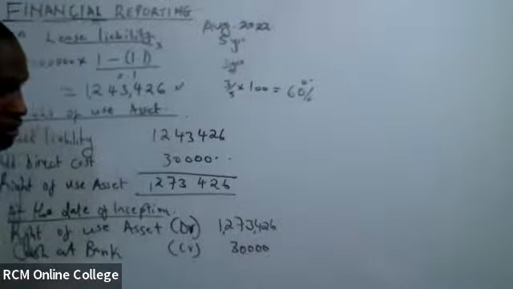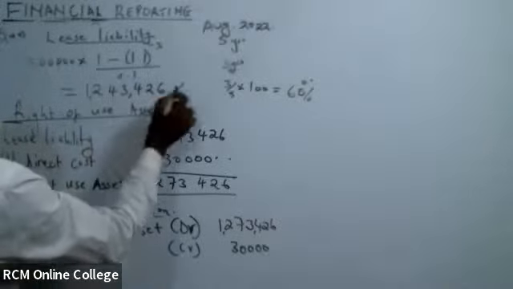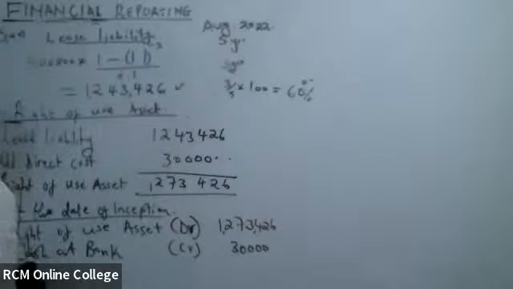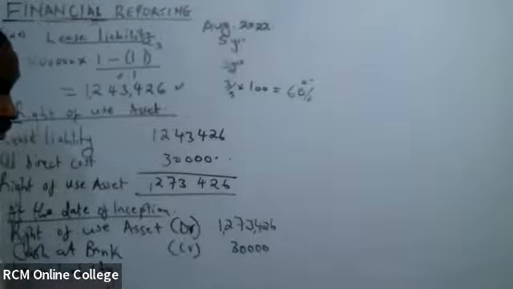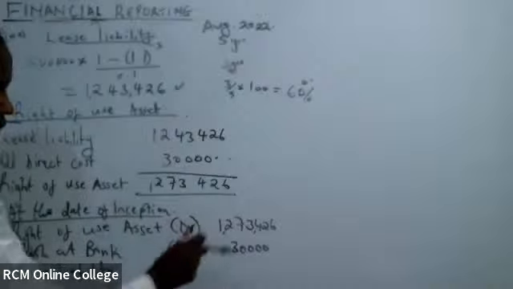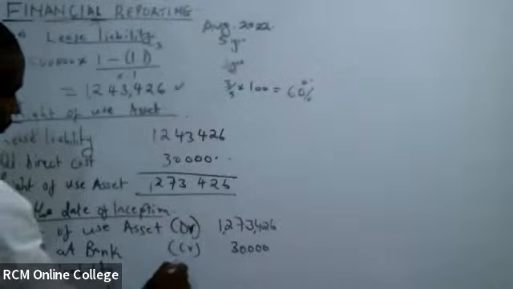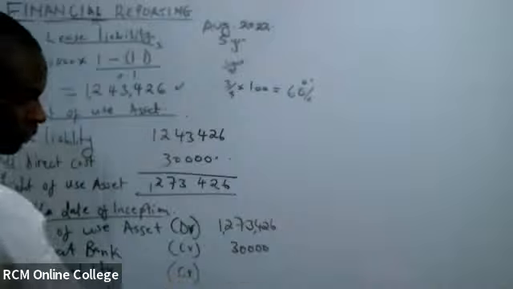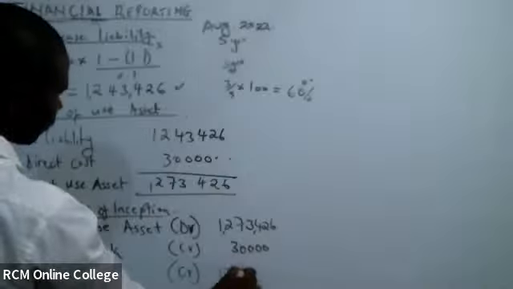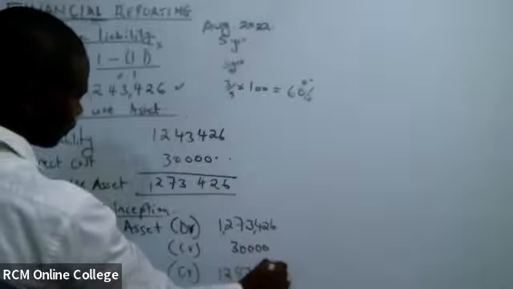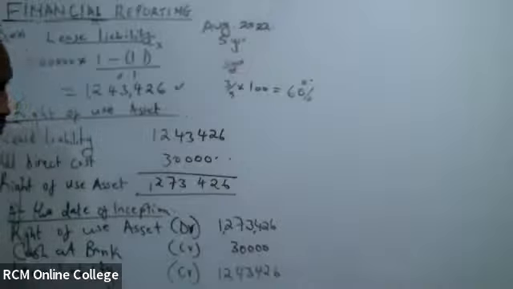And the remaining amount is what now? Our remaining amount is the lease liability. Is it credited or debited? Lease liability to enter this transaction? This is a credit, which is this 1243,426.